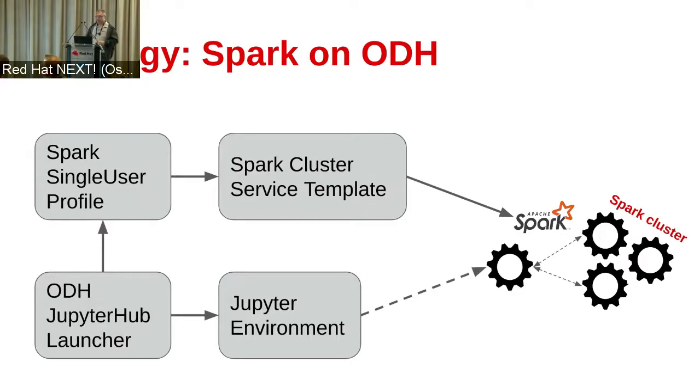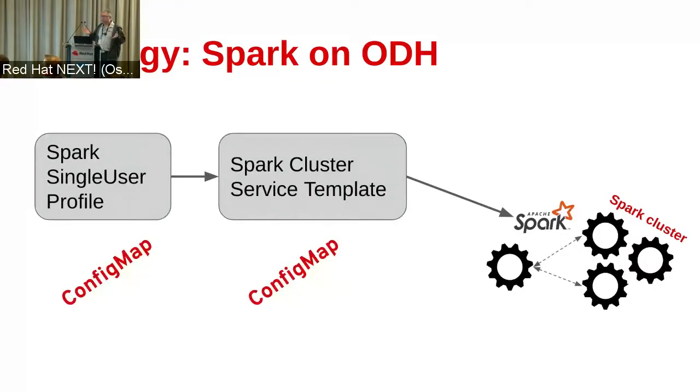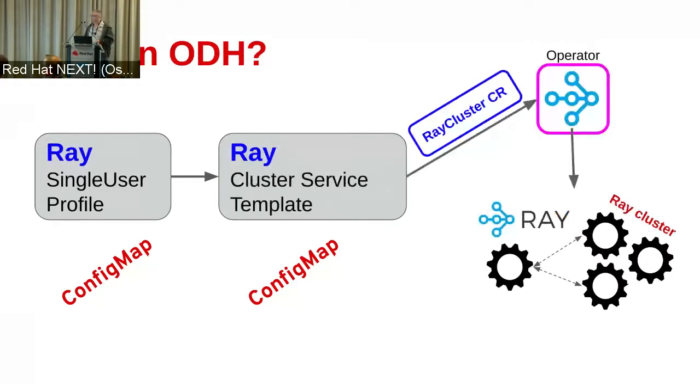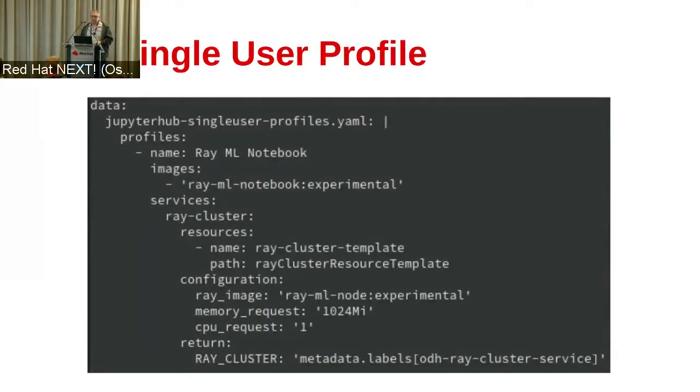Now, the single user profile and a service template are nothing but config maps. So they're just objects containing YAML sitting out on your cluster, which begs the question: what if I wrote Ray profiles and cluster templates that produce one of these Ray cluster resources, and then an operator is living out there and it spins me a Ray cluster? So, spoiler alert, of course you can do this.